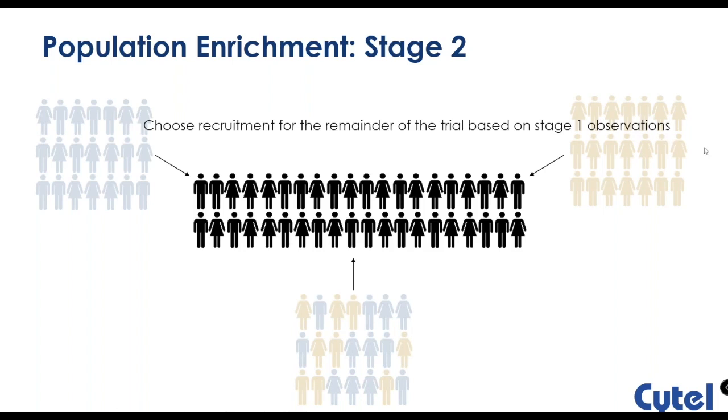So in stage 2, we recruit either in population 1, if population 1 looked promising in the first stage of the trial, in population 2, if population 2 looked promising in the first stage of the trial, or continue in the full population if we think that that is the most promising approach for the remainder of the trial. Worth noting that again, patients or participants will continue to be randomized in the second stage of the trial. So we still have that comparison of experimental treatment and control within each stage of the trial.